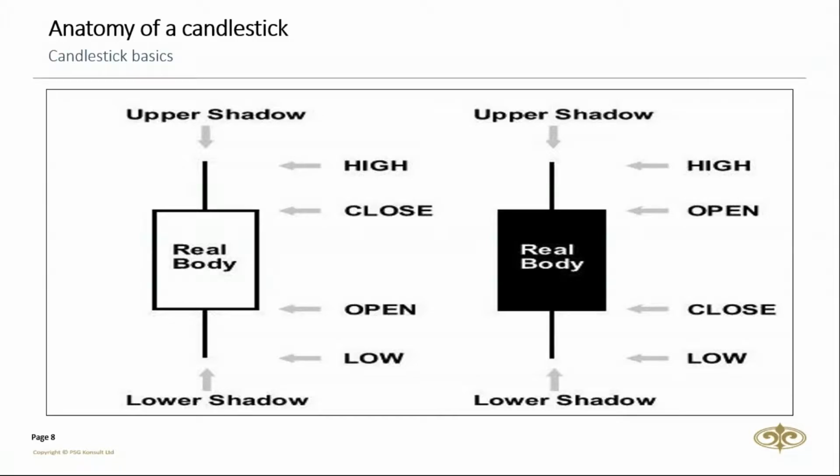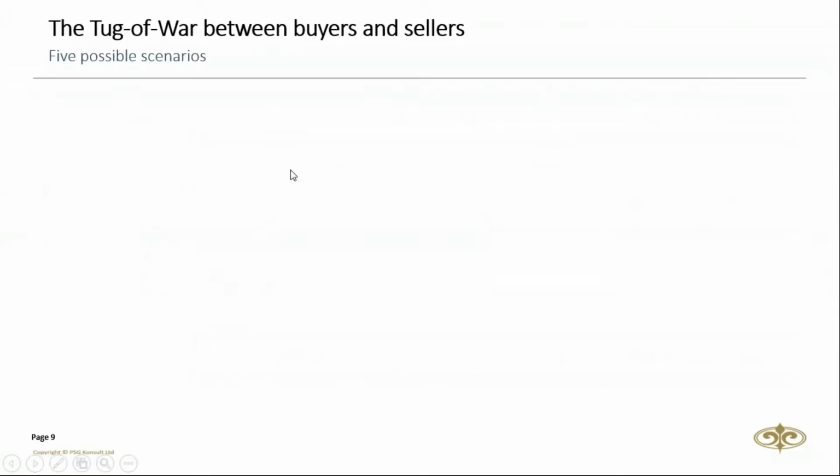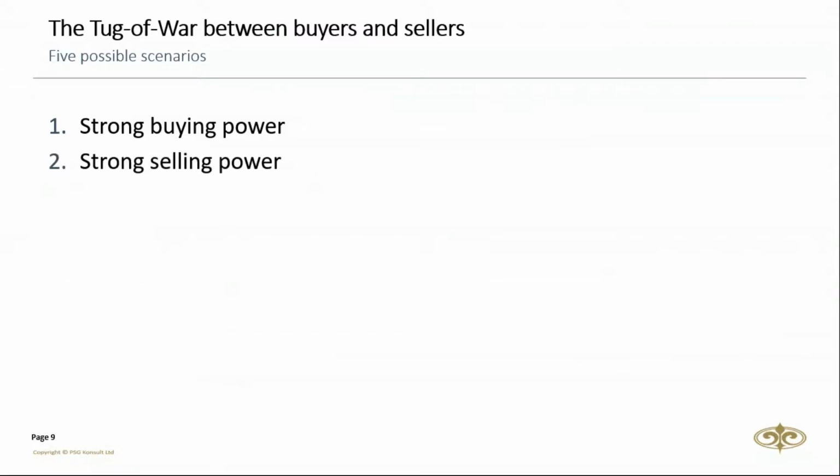So to fully understand market sentiment, that's what moves the market up and down, how people feel about prospects, you have to analyze five scenarios. Moving to the next slide, these are the five possible scenarios between the buyers and the sellers. Number one, strong buying power. In other words, buyers in control, demand pushing the price up. Opposite to that would be strong selling power: there are more sellers than buyers, pushing the price down.